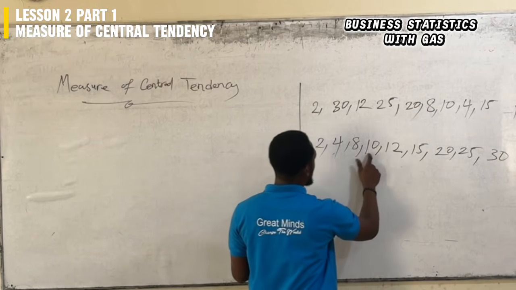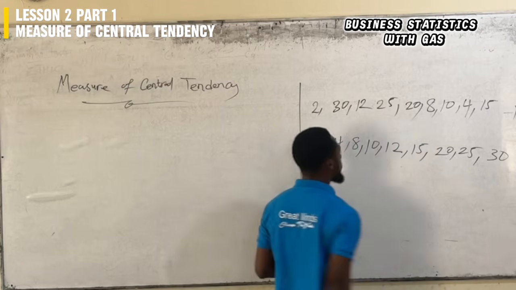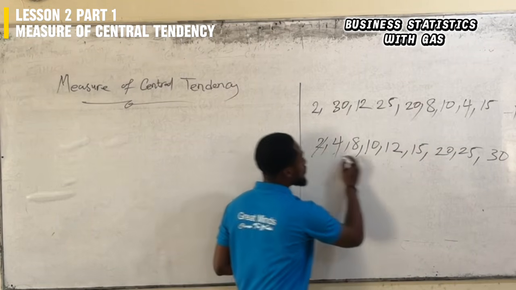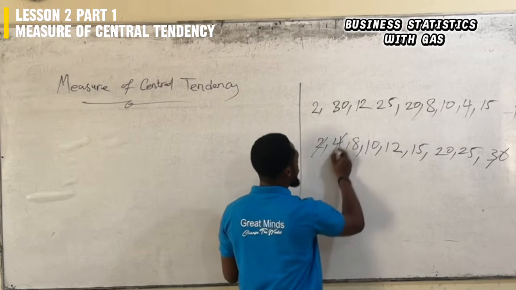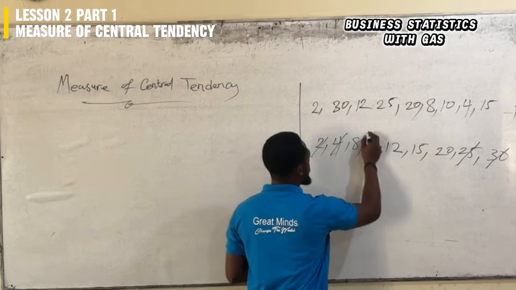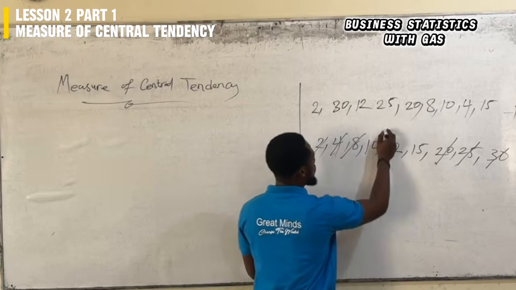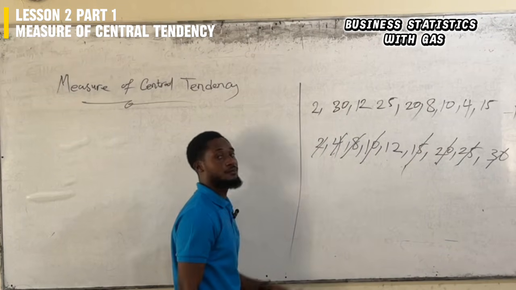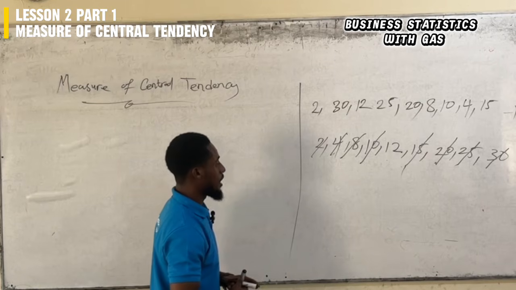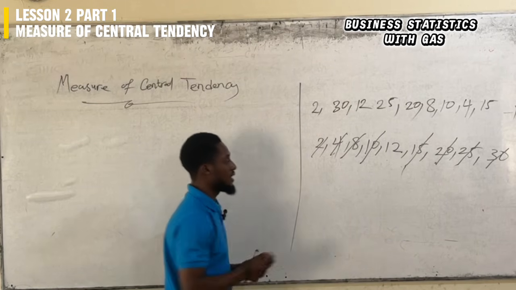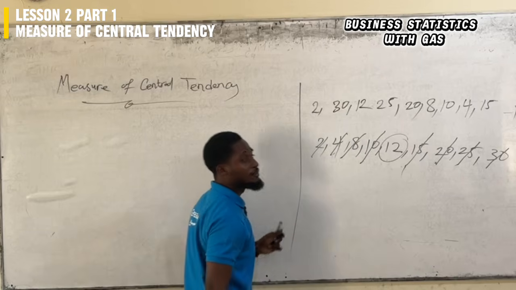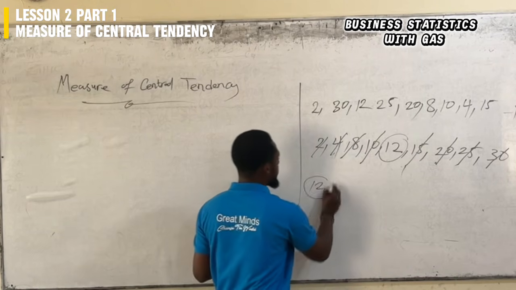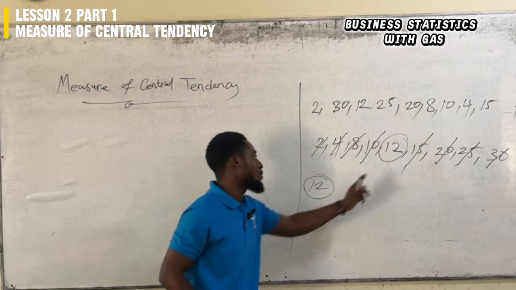So now let's count: 1, 2, 3, 4, 5, 6, 7, 8, 9. These figures are 9. So your 2 cancels your 30 out, your 4 cancels your 25 out, your 8 cancels your 20 out, your 10 cancels your 15 out. Then we get to spot our middle figure, which is the median, and it's 12. To God be the glory, this 12 is an even number, so you just state that your median is 12.